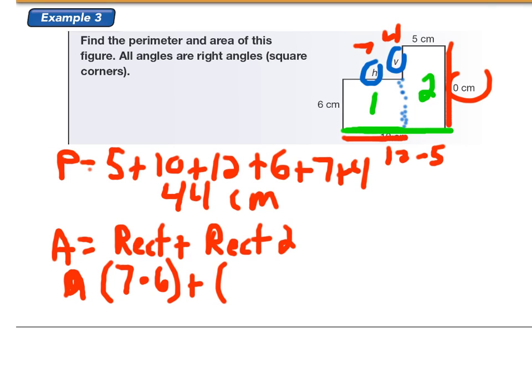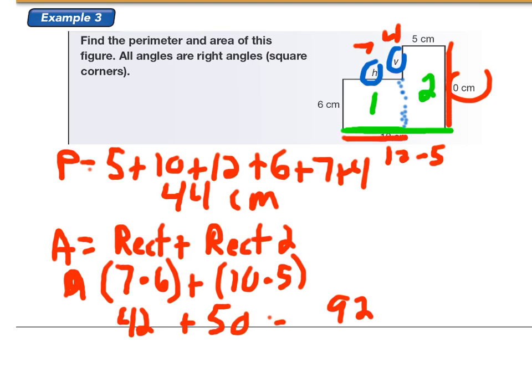Then I got the area of rectangle 2. Well, I know the long side, the length is 10, times the short side, which is 5. So now I just got to solve this. Well, 7 times 6 is 42. 10 times 5 is 50. We know we got to do that because we got to do the parentheses first. And then 42 plus 50 is 92. And again, that's centimeters squared.